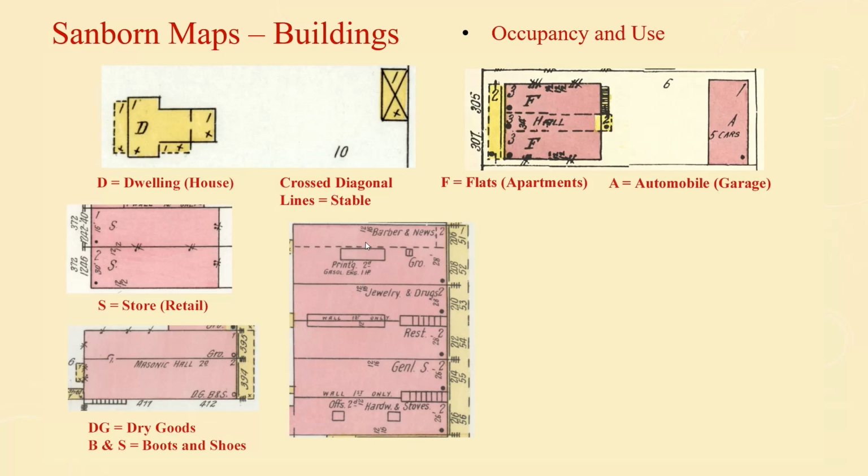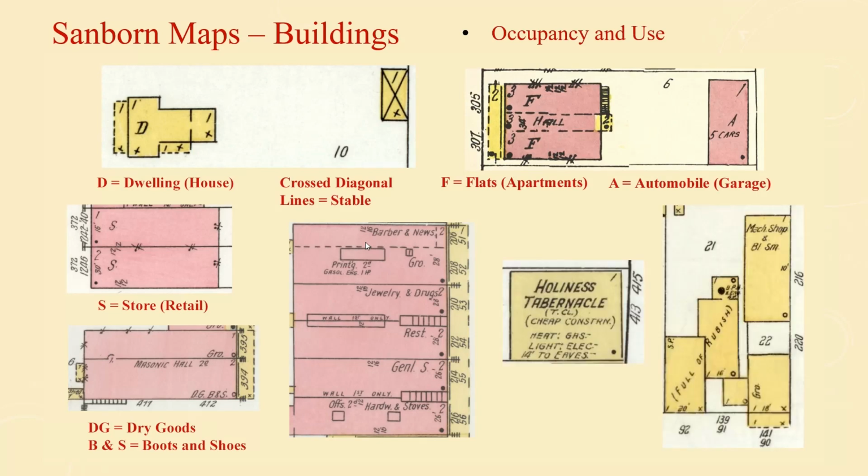And I want to show you a couple of other occupancy and use notes here that I came across that I found rather amusing. One here is the Holiness Tabernacle, and they put in here cheap construction. Well, I guess we kind of know what that building was like. You don't usually see that on these maps. Another one you don't usually see here. I've been told that I am full of rubbish, and here's a building I can relate to, I guess.